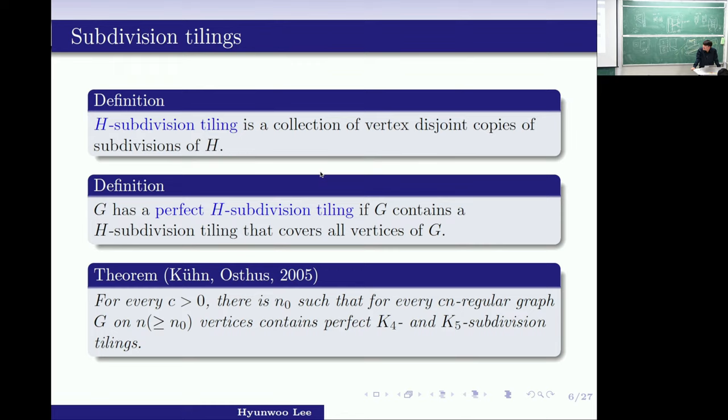Maybe one probably silly question: is there a version for Ore type? Yes, I want to mention Professor Sang-il's question. Maybe the next natural question is, can we find an Ore-type condition for this tiling? I think it would be interesting, but I could not prove it, because I don't know the proof of the Erdős–Hajnal theorem. But I think that is a very good question, and it might be my next project.